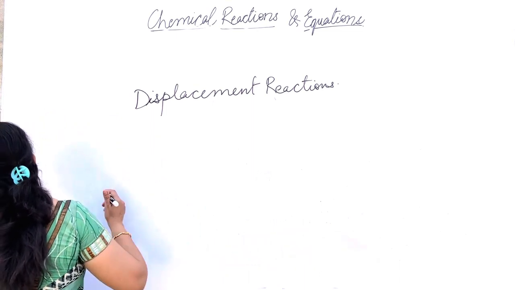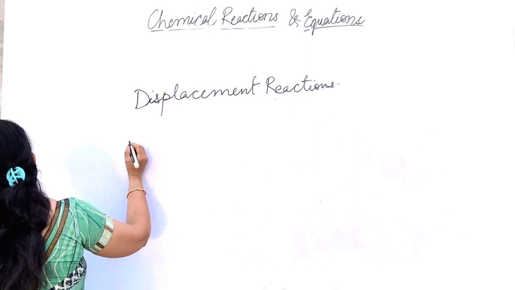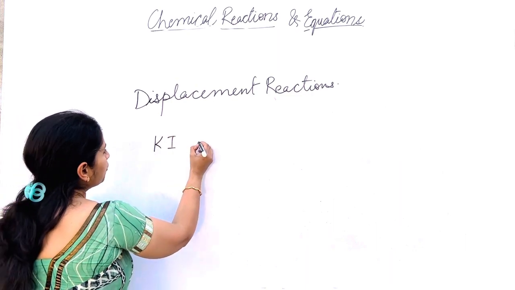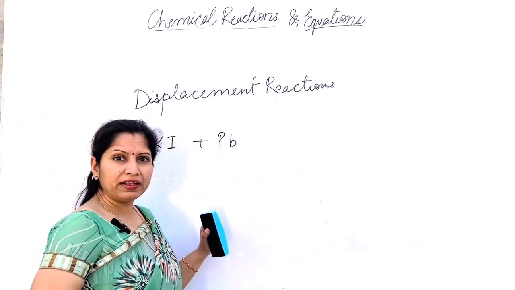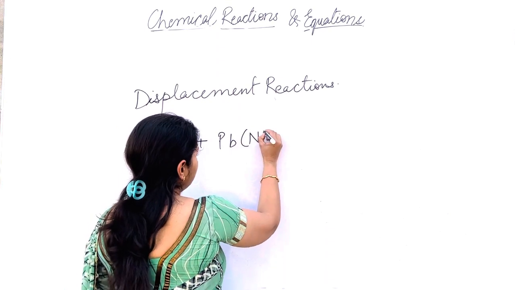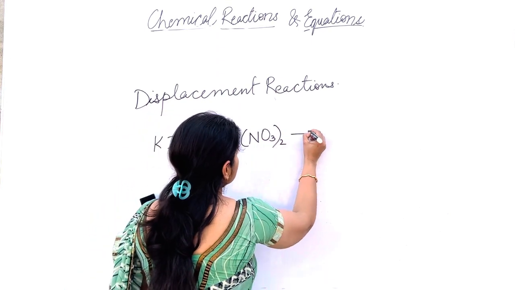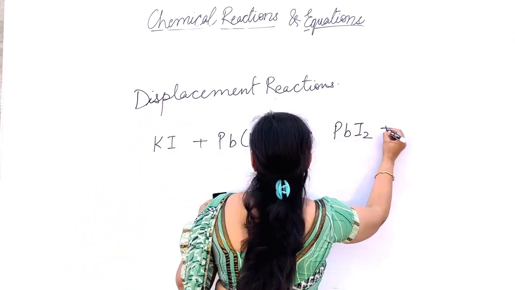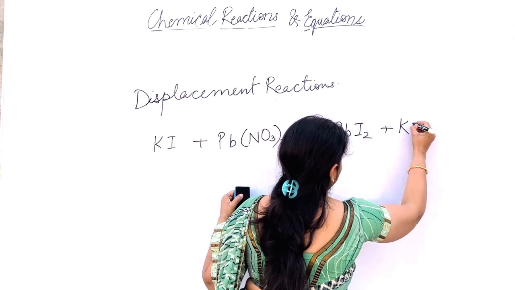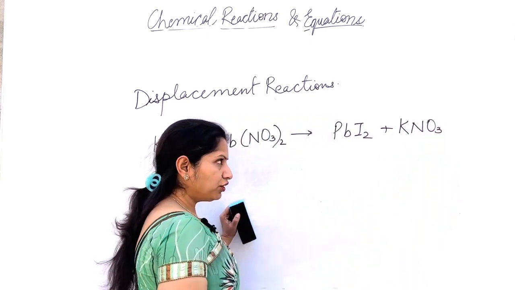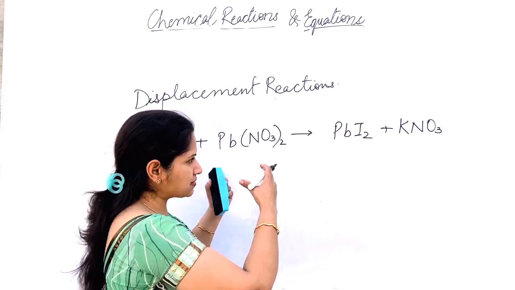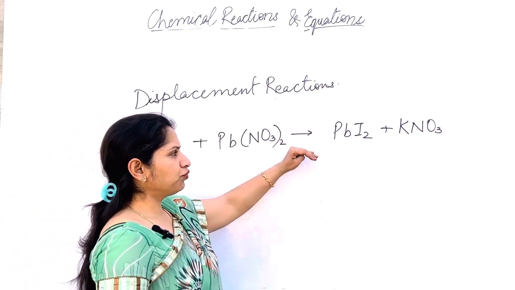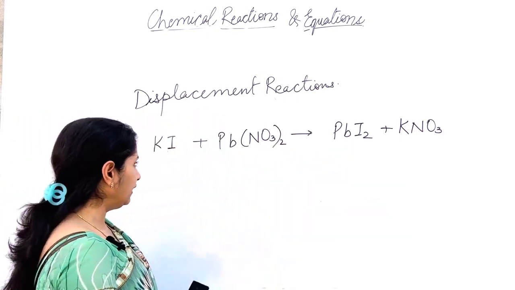So first we'll take potassium iodide, and we make it react with lead nitrate. Lead nitrate, if you remember, is Pb(NO3)2. Then what will be formed? Lead iodide will be formed, plus potassium nitrate is formed. This reaction is given in your book, but only in words, not as a reaction. So remember this as well. Potassium iodide reacts with lead nitrate to form lead iodide plus potassium nitrate.